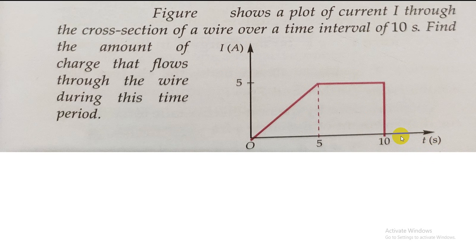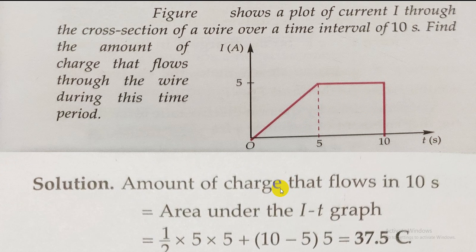So we need to find the value of Q, the charge, which is I into T, which is the area of this part which is given here. So this shape, we need to find the area which is covered by this curve. So area under the curve we need to calculate. So it is the area of a triangle plus the area here of a rectangle or a square, whatever you can see depending on the values here.